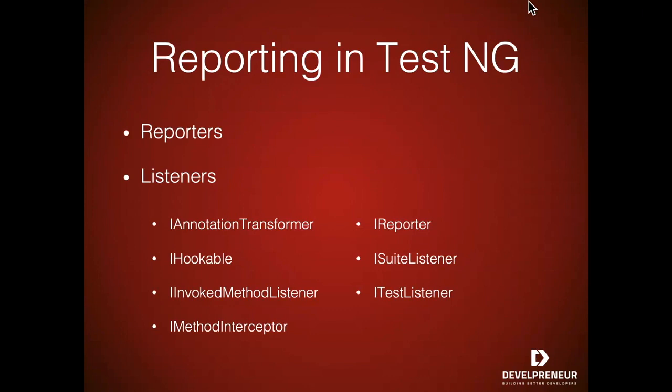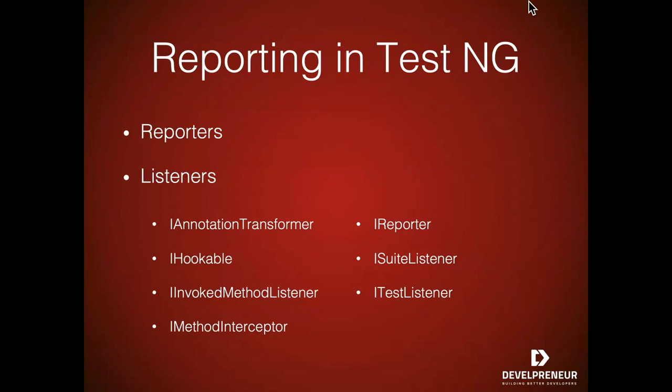IHookable: TestNG allows you to override and possibly skip the invocation of test methods. One example of where this is useful is if you need to execute your test methods with a specific security manager. You achieve this by providing a listener that implements IHookable. IInvokedMethodListener: the IInvokedMethodListener allows you to be notified whenever TestNG is about to invoke a method annotated with the Test annotation, or a configuration method annotated with any of the Before or After annotations.